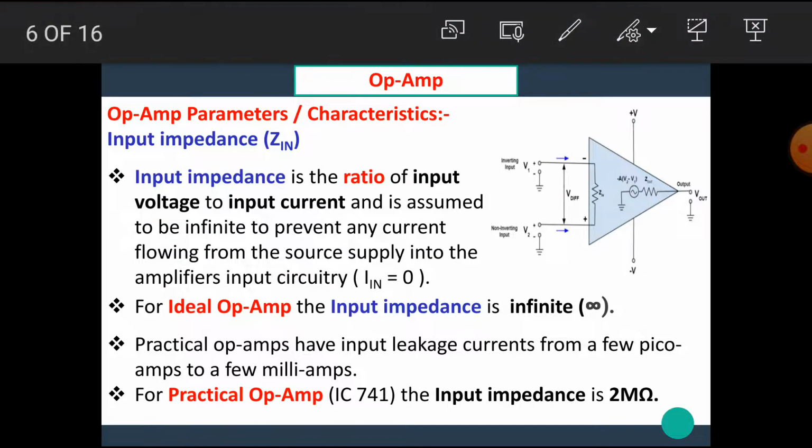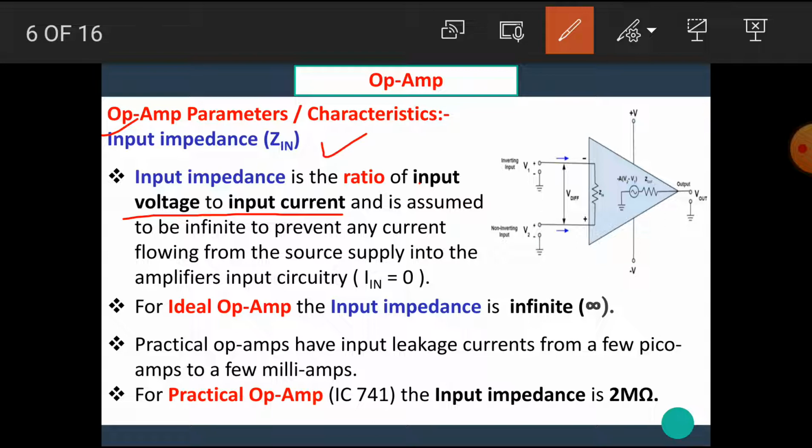First one is the input impedance Z in. The input impedance is the ratio of input voltage to the input current and is assumed to be infinite to prevent any current flowing from the source supply into the amplifier's input circuitry, that is I N is equal to 0. That means the input impedance is the ratio of input voltage to the input current. Input impedance is also called as the input resistance.